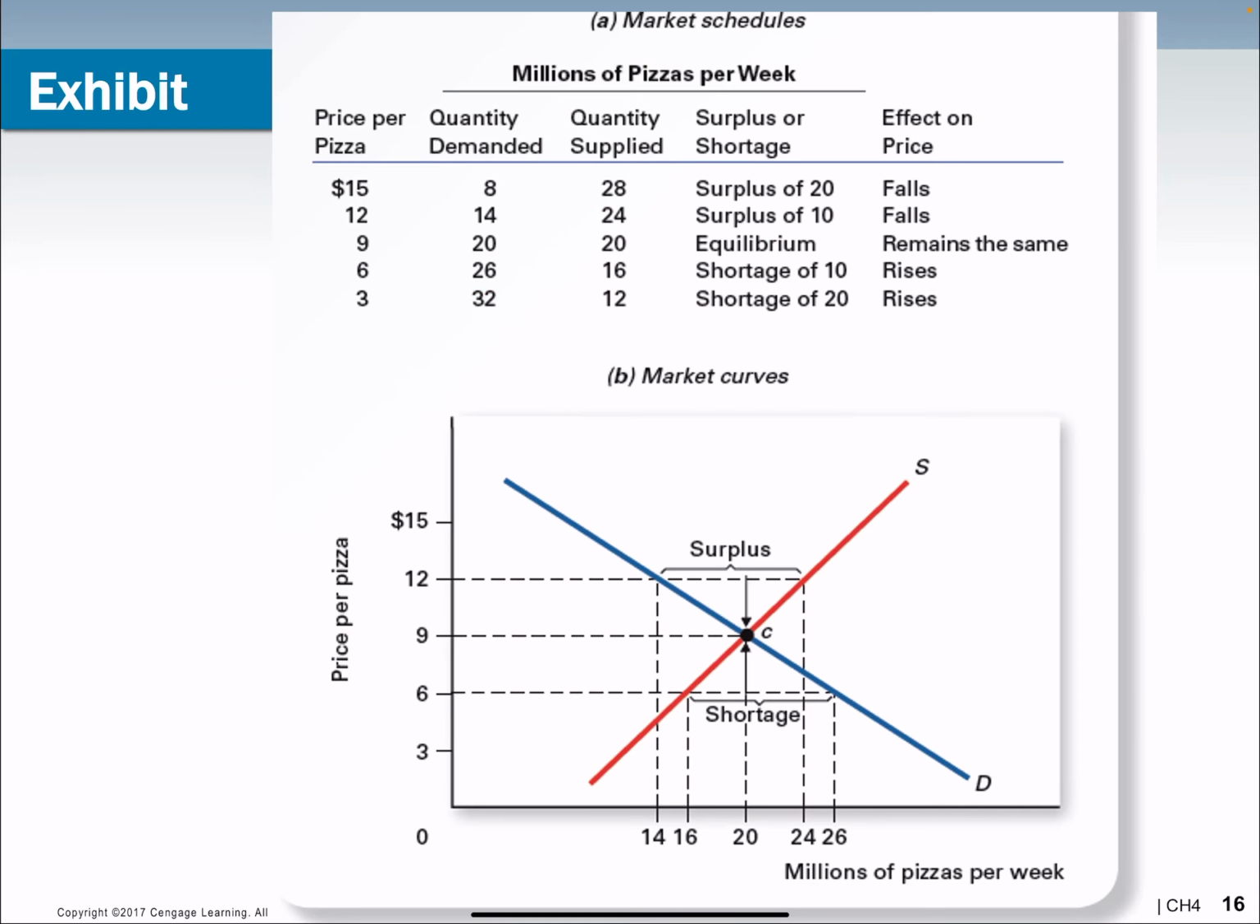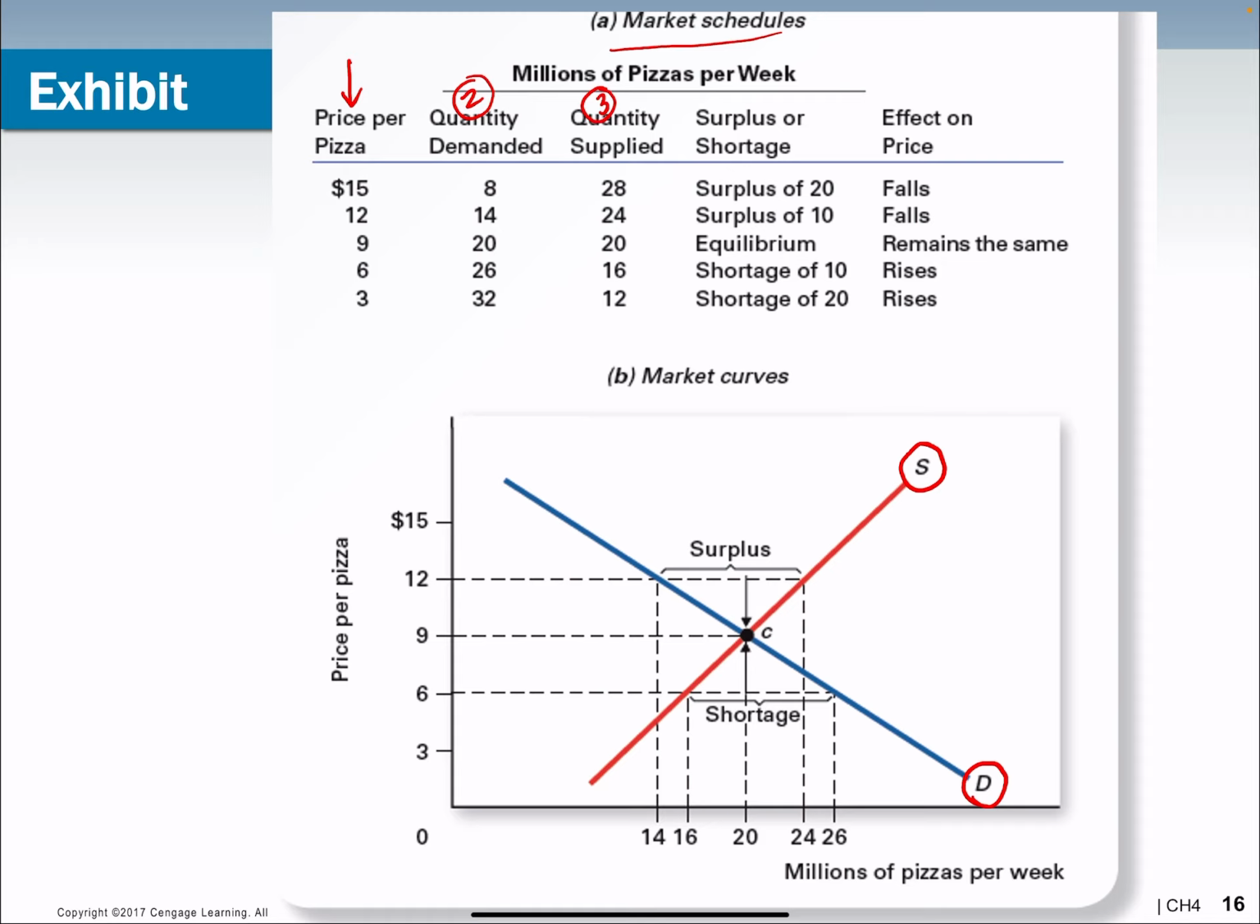So going back to the pizza example that we've been working on in this chapter, we looked at a demand schedule and we graphed our demand curve, this blue line here. And then we looked at a supply schedule and we graphed our upward sloping supply curve, the red line here. Well, now we call it a market schedule, so we're bringing it all together. The first column is the price of the pizza. The second column is how much quantity consumers want to purchase at those prices. The third column is how much would be supplied.